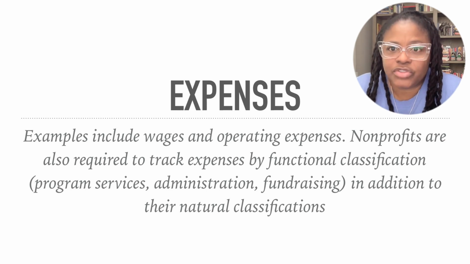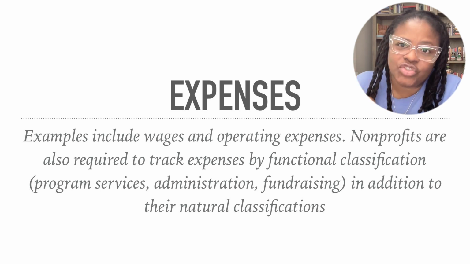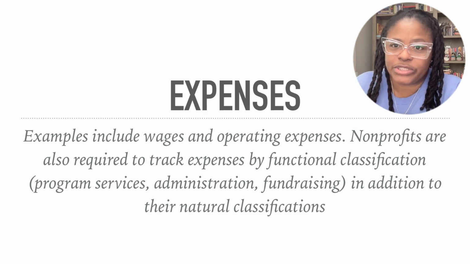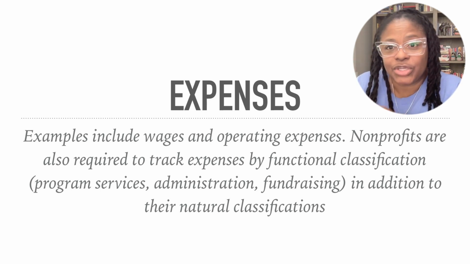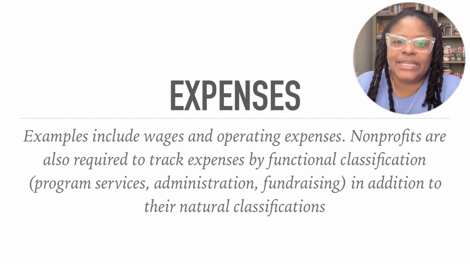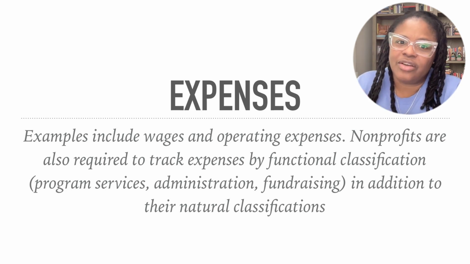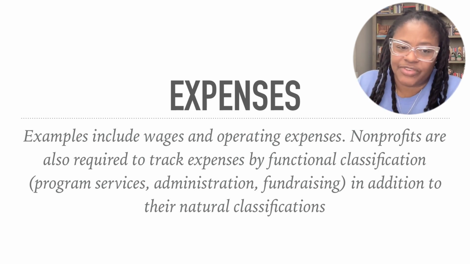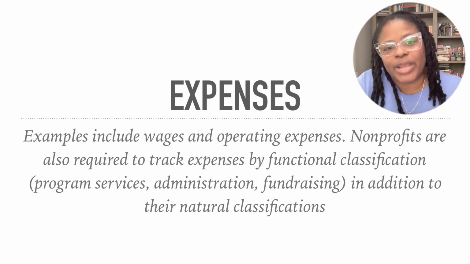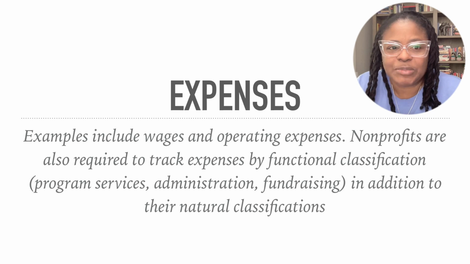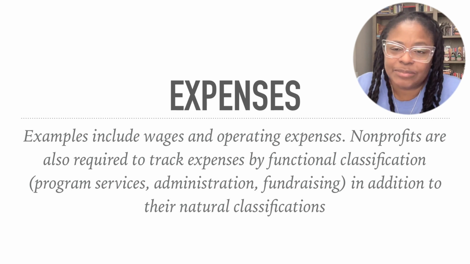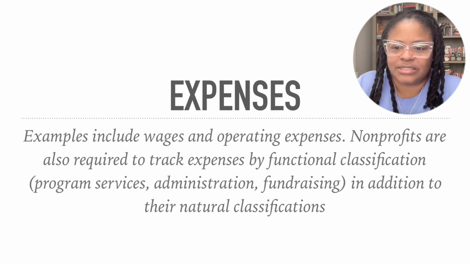Nonprofits are also required to track by functional classification, and this tracking happens so that they can report on the tax return that a nonprofit has to do, known as a 990. And so having an understanding of what some of the traditional, typical classifications are, as well as tracking expenses as they relate to program services, administration, and fundraising, will be an important added dimension for the nonprofit sector.